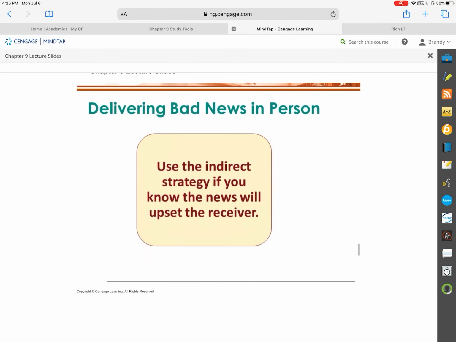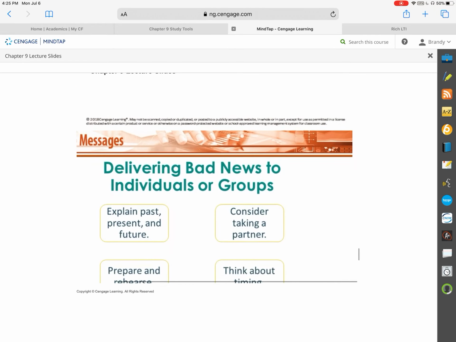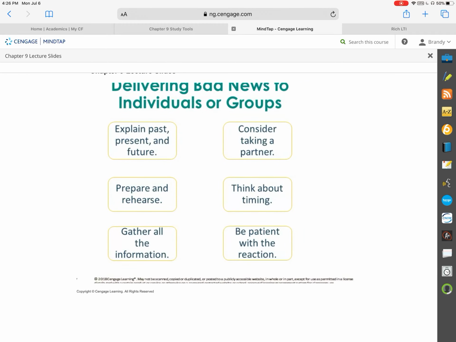So we also can use indirect strategy if we're doing this in person. And we would use kind of the same theories. We'd want to use it depending on how upset that person's going to be, even though it's face to face. When delivering bad news to individuals or groups, time it. We don't want to go tell the boss bad news when he's hungry and hasn't gone to lunch yet. We might want to do that after lunch. We want to be patient with people, give them time to react and blow up and then calm back down and then talk through it.